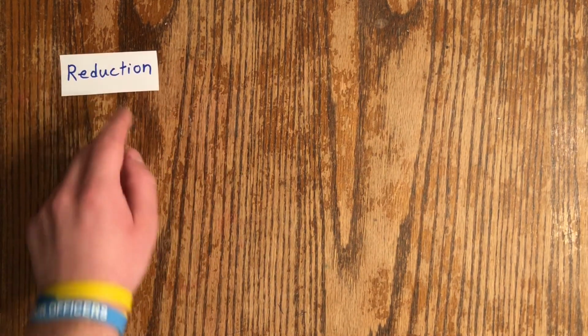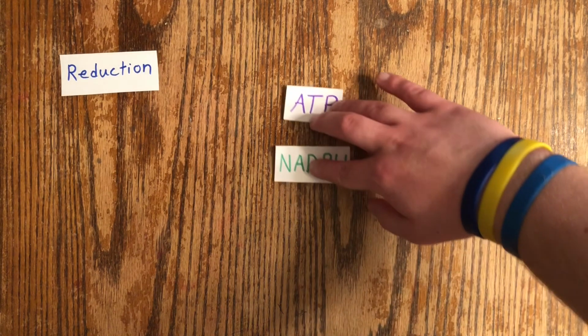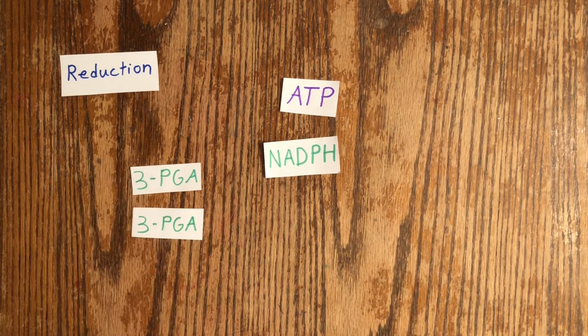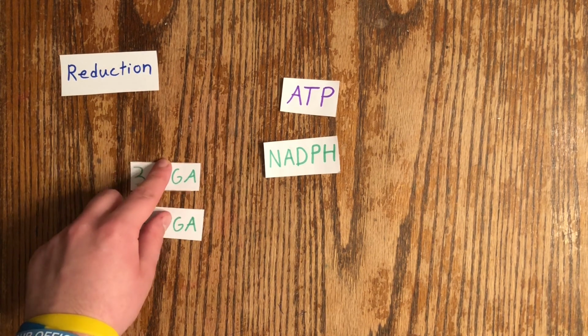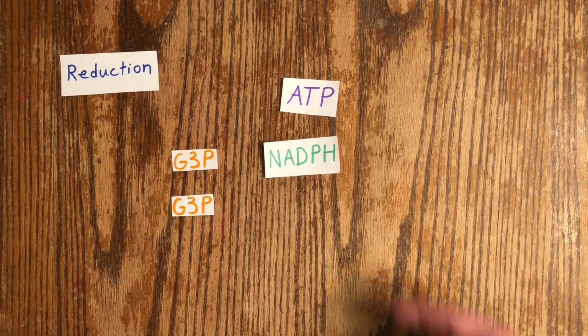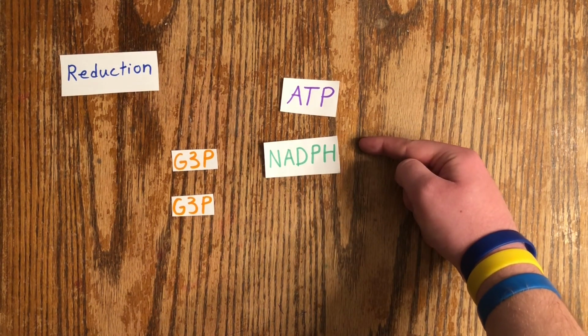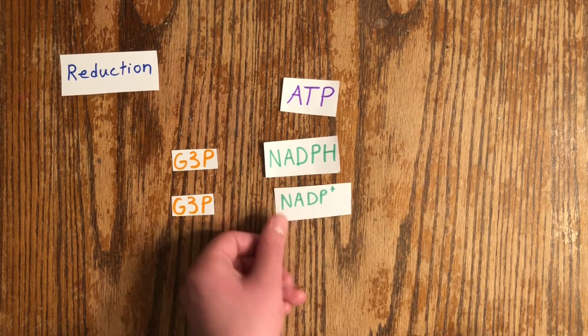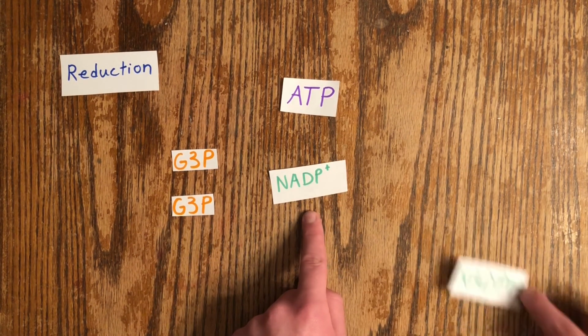The next step is reduction. ATP and NADPH are used to convert the 3-PGA molecules into molecules of a 3-carbon sugar, glyceraldehyde 3-phosphate, or G3P. This stage gets its name because NADPH donates electrons to, or reduces, a 3-carbon intermediate to make G3P, resulting in an NADP+ at the end of this stage.